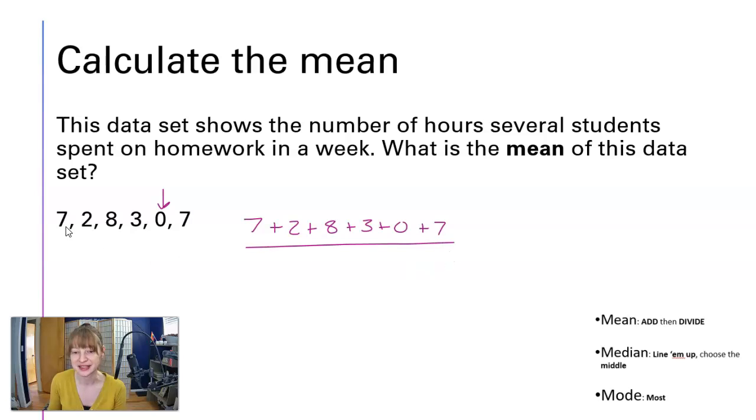And then we count these. 1, 2, 3, 4, 5, 6. There are 6 data points, so we put that on the bottom. If we put all of these into our calculator, let's see, I have 9, 17, 20, looks like 27 on the top, and 6 on the bottom. We put that in our calculator, we get 4.5. So the mean of this data set is 4.5.